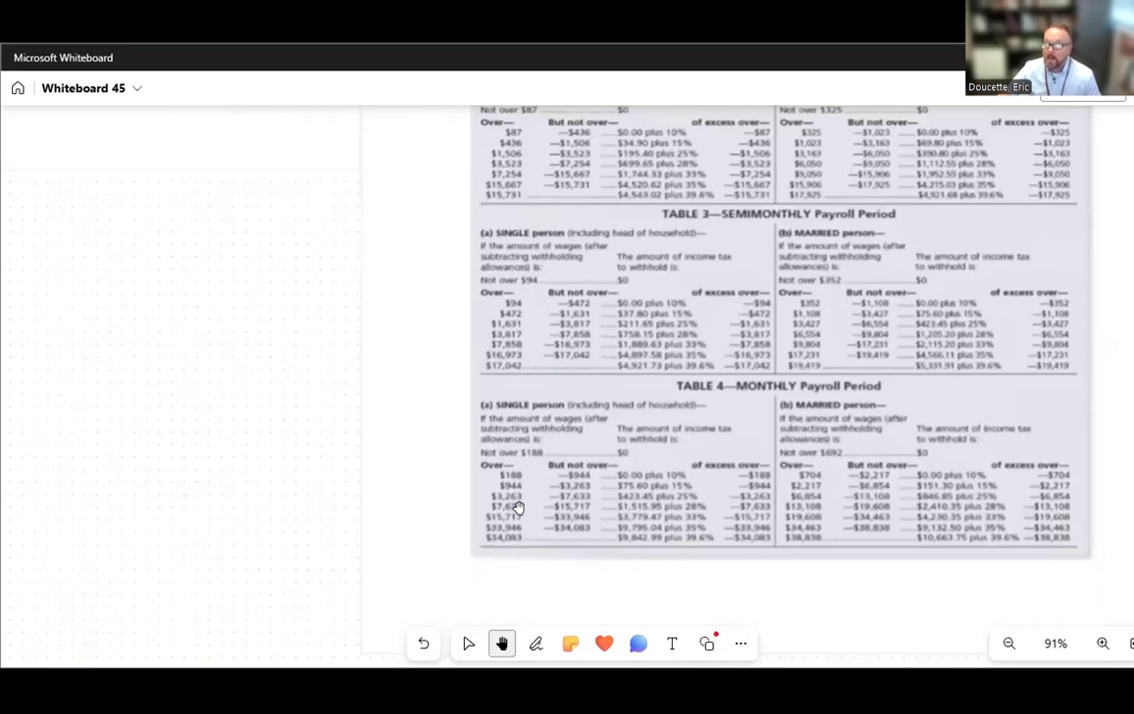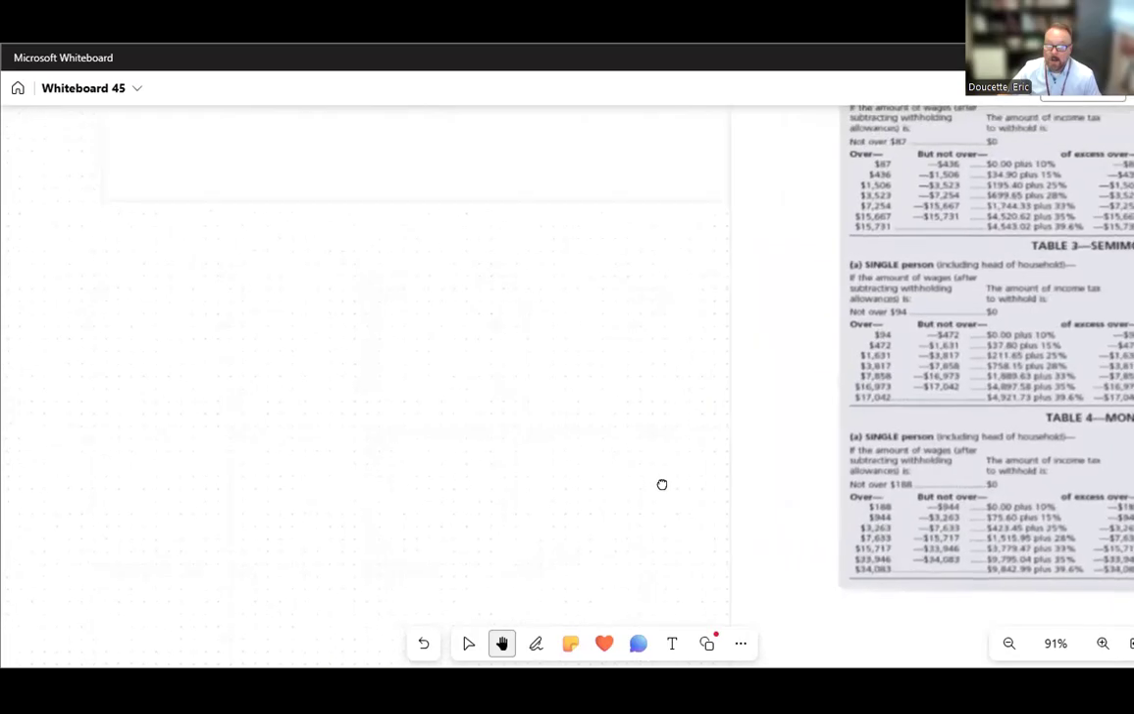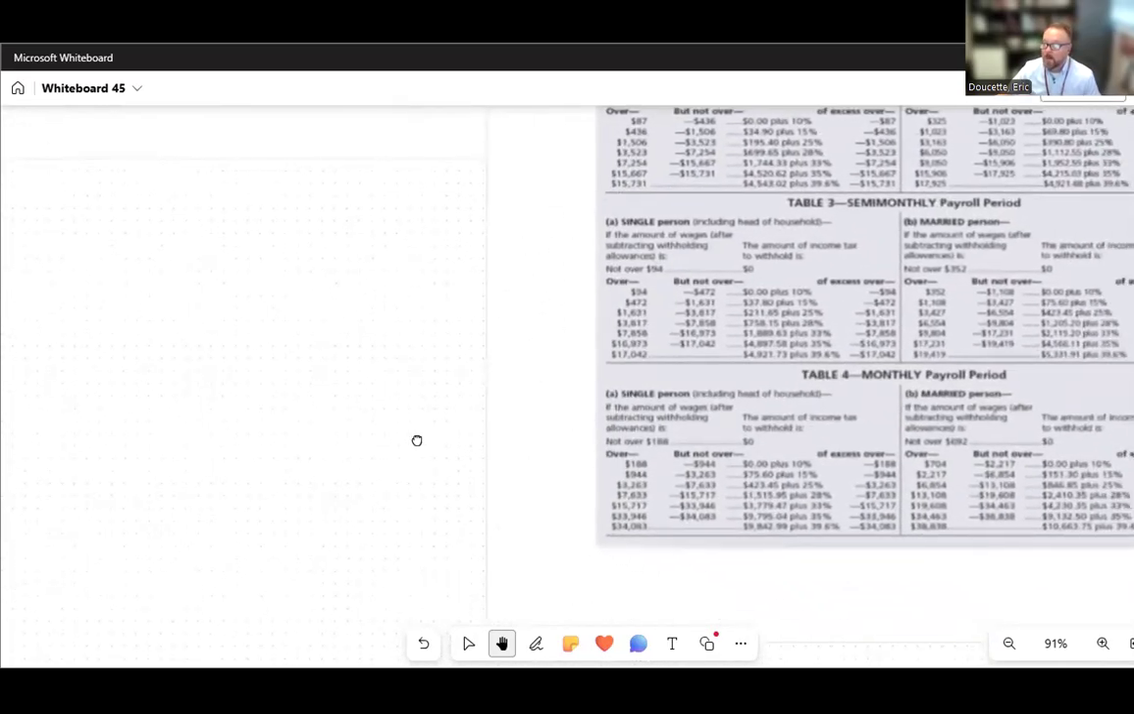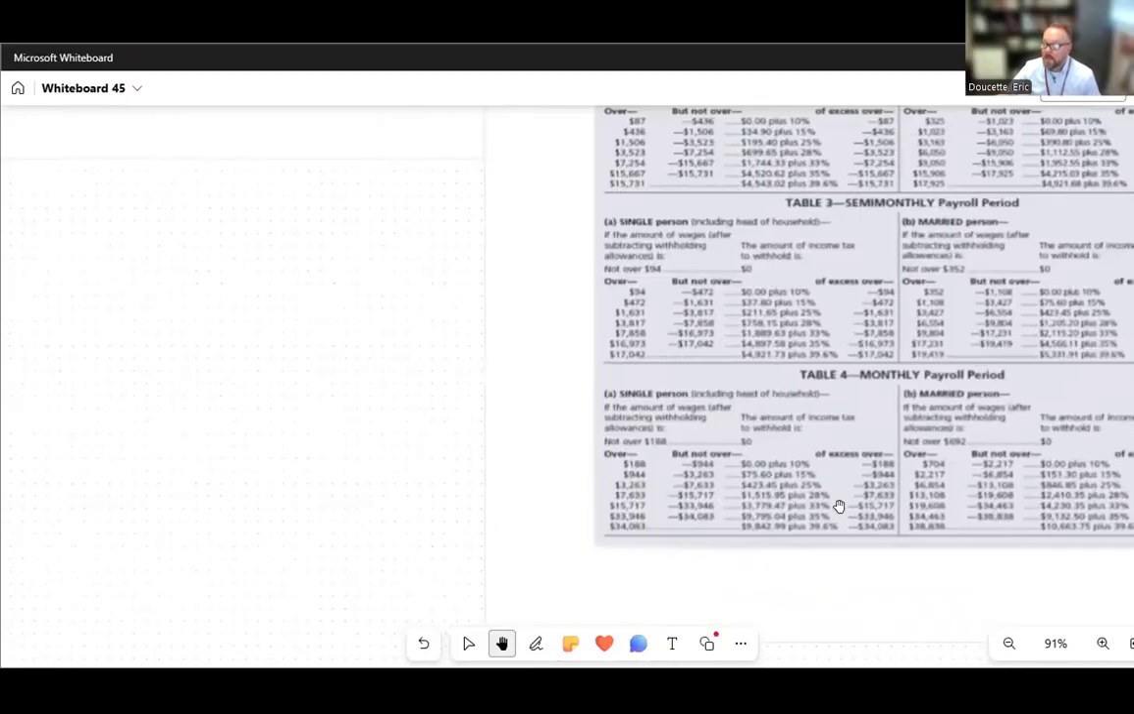And it looks like I'm going to fall between this $944 and $3,263 since my paycheck was 3,185. So I will fall in that category. That means my taxes, according to this chart, are $75.60 plus everything above $944 is subject to a 15% tax.